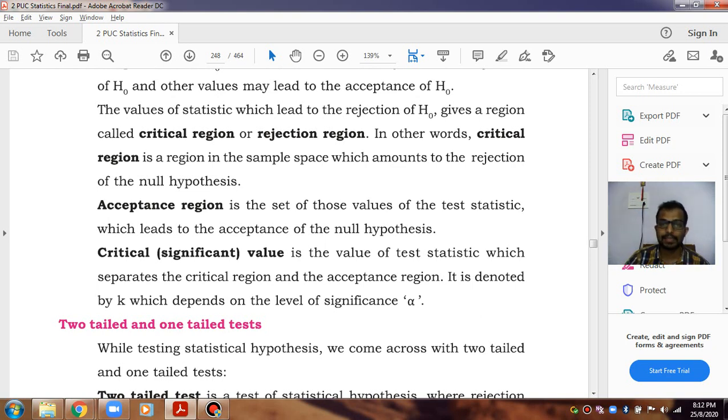Now, whether to accept or to reject, we need a certain value. That value is called the critical value. Critical means most important, significant value. So what is the critical value? It is the value of the test statistic from the sample which separates the acceptance region and the rejection region. On what is it based, sir? It is based on your confidence coefficient or on your alpha, which is called the level of significance.